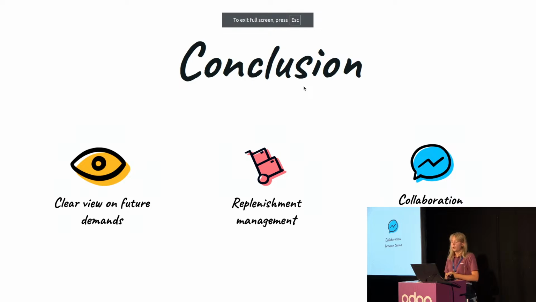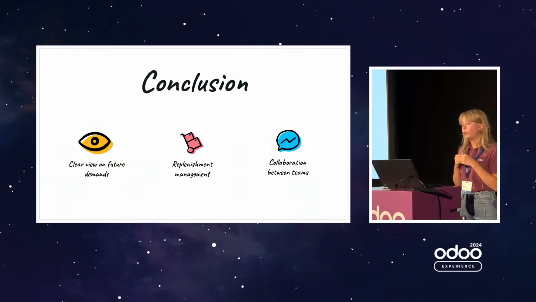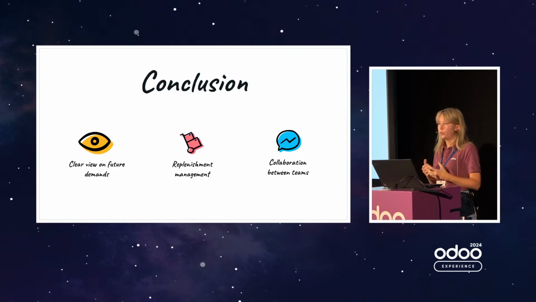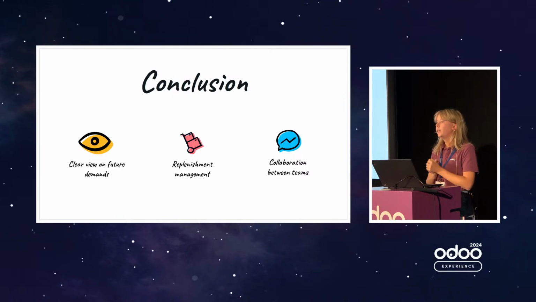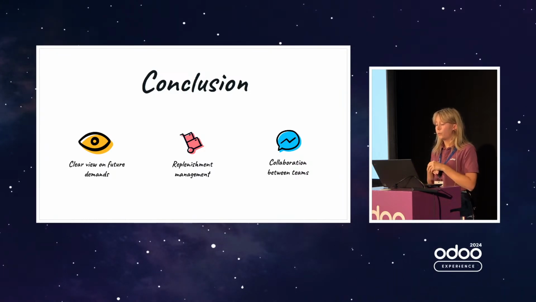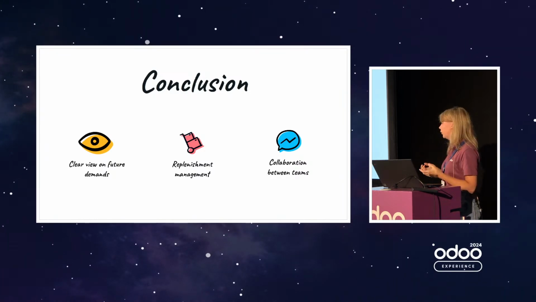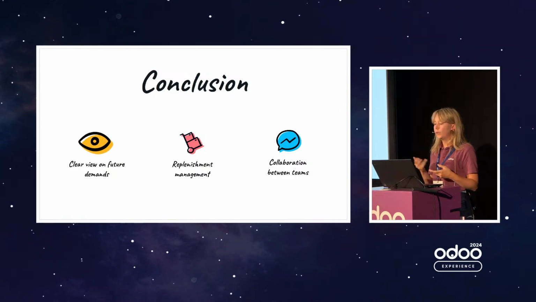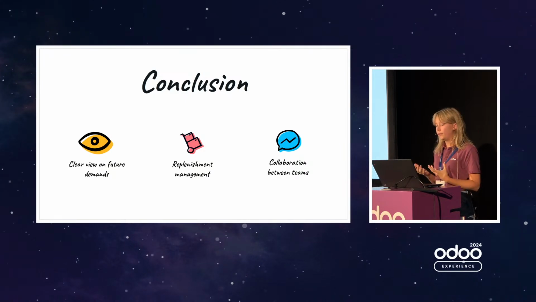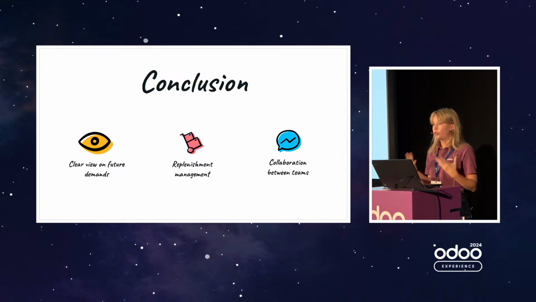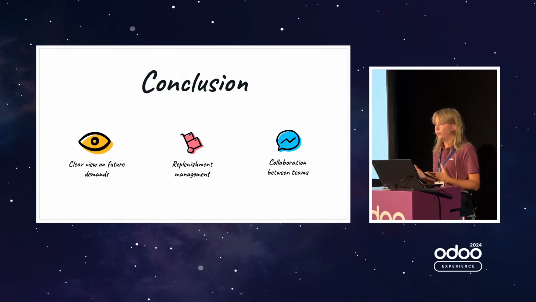In conclusion, Odoo's MPS allows us to have a clear view on future demands and a more proactive replenishment management. This ensures that production meets market needs while fostering better collaboration between teams: sales, procurement, production. They can all work together to use real-time data to make informed decisions. All in all, I can now make sure that the right products are ready when needed.